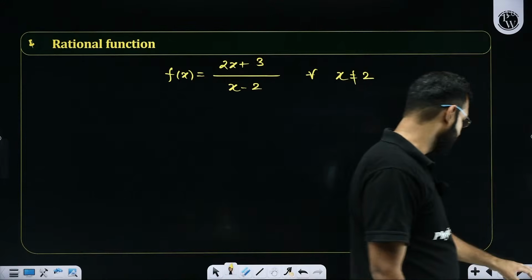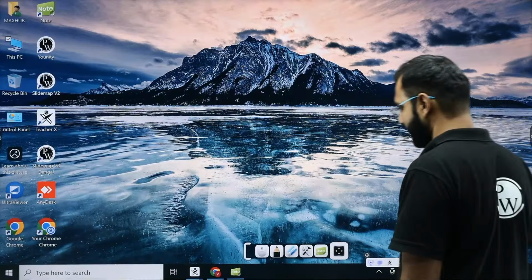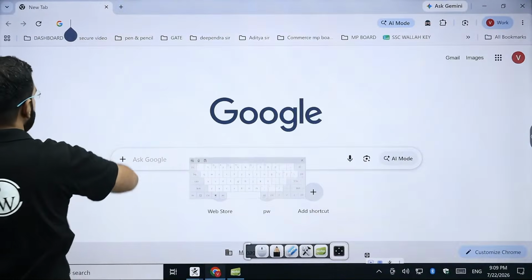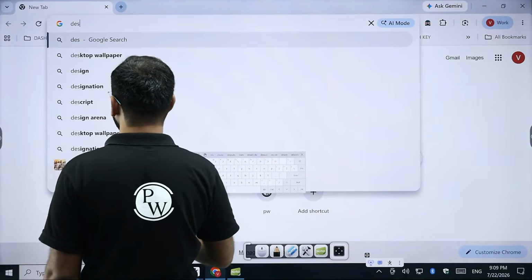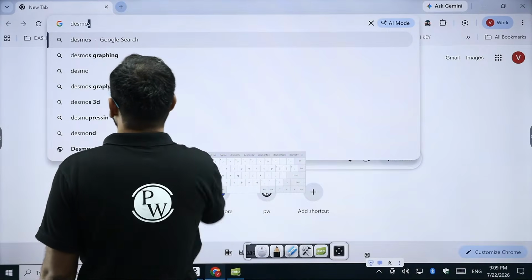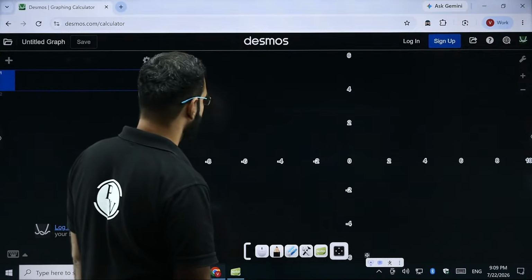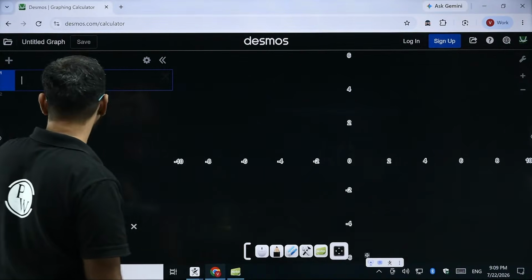If you want a better explanation of this rational function, let me explain it with a better example. I'll explain it with one very beautiful and interesting tool. Let's say Desmos I'm choosing. Give me a moment. I'll explain it very beautifully. So we have Desmos as a tool and I'm drawing the graph.